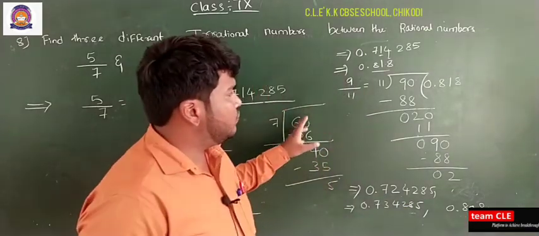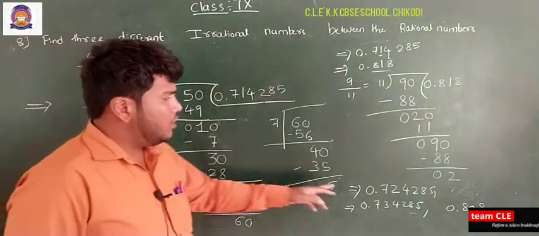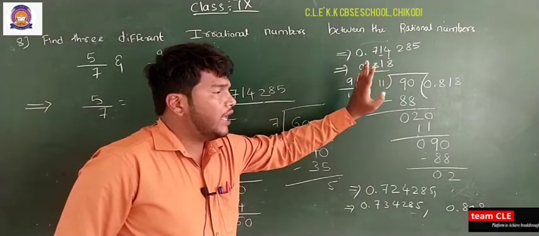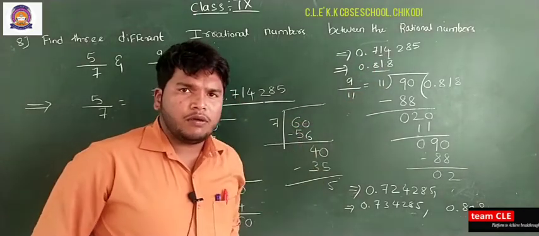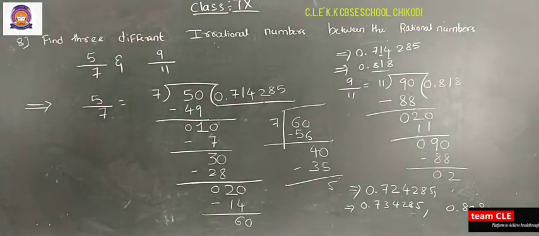So please go through this video and solve these two examples. Write any three rational numbers you want between 0.714285 and 0.818. Please take this down and send it to me on my WhatsApp number.